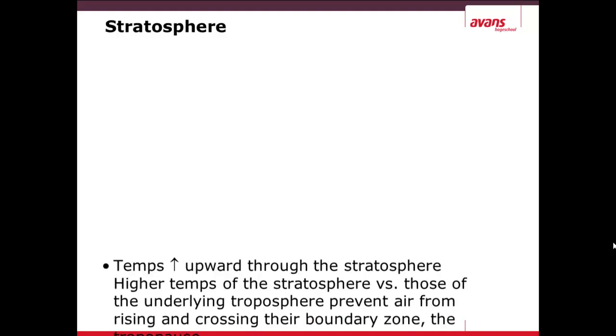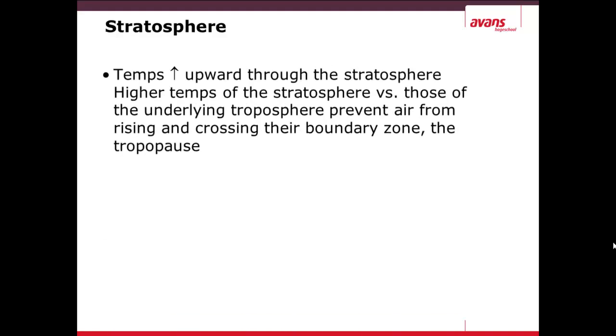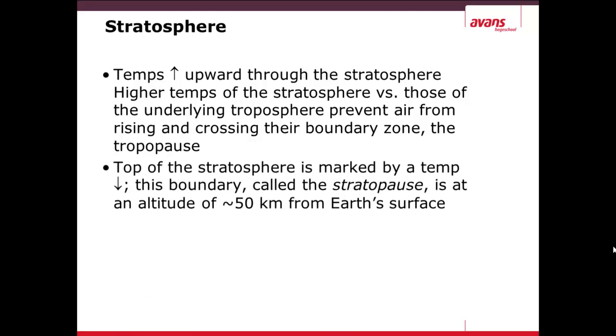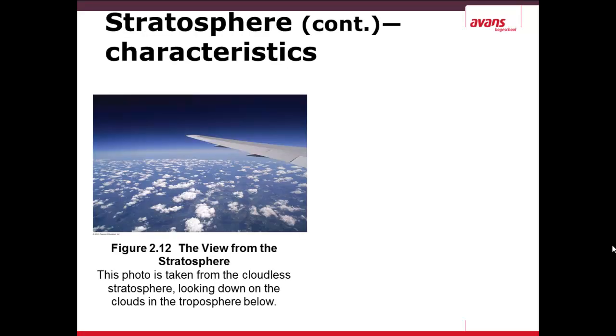The stratosphere is above the troposphere. Here, the temperatures increase as you go up through the stratosphere. The higher temperatures of the stratosphere versus the underlying troposphere come from the rising and crossing of the boundary zone of the tropopause. The top of the stratosphere is marked by a temperature decrease, and this boundary is called the stratopause, at an altitude of approximately 50 km from Earth's surface.